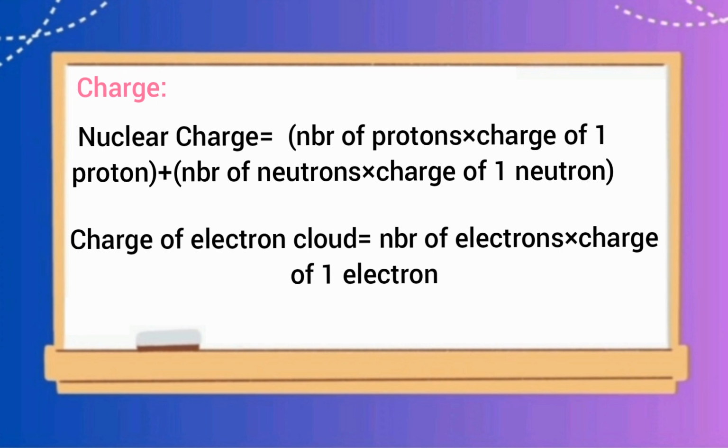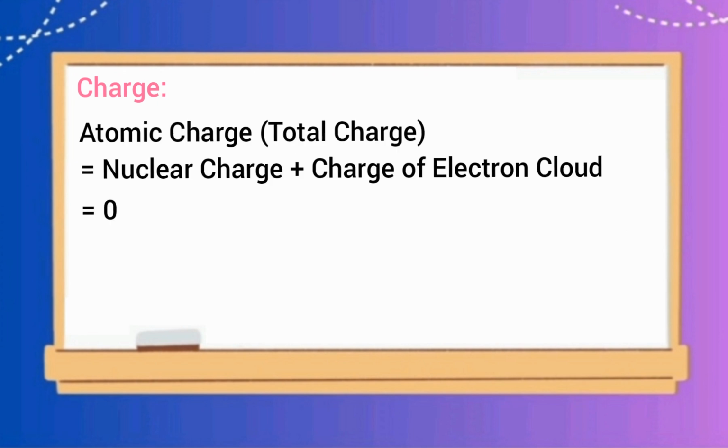The charge. Nuclear charge is the number of protons times charge of one proton, plus number of neutrons times charge of one neutron. And the charge of electron cloud is number of electrons times charge of an electron. And the atomic charge, which is the total charge, equals nuclear charge plus electron cloud charge, which equals 0, because the atom is neutral.